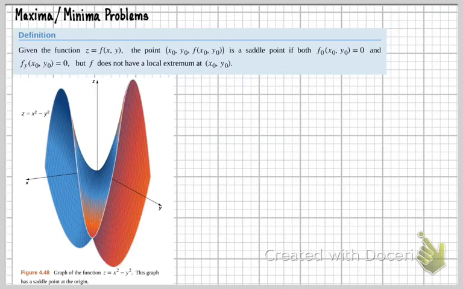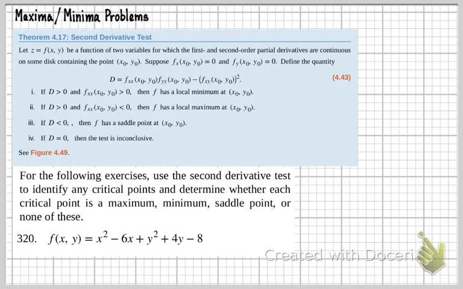Okay, so we need to think about this idea of a saddle point. So let's move on now and take a look at this example here. The second derivative test is another tool that allows us to classify these critical points as minimums, maximums, or saddle points. The saddle points we just discussed a minute ago. So let's take a look at this second derivative test.